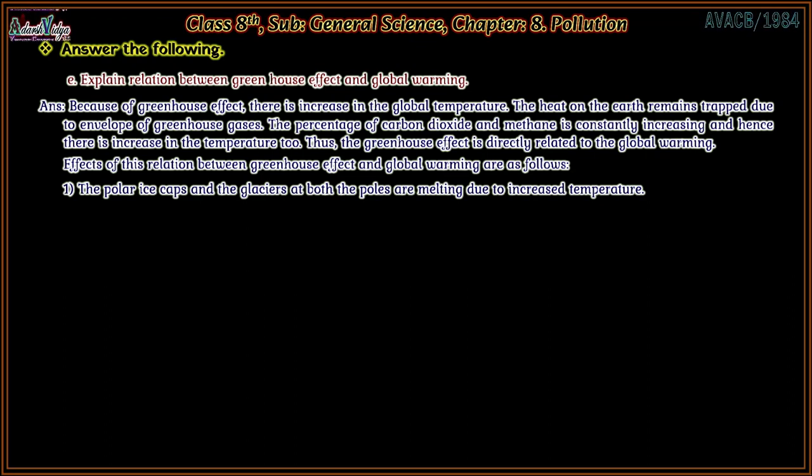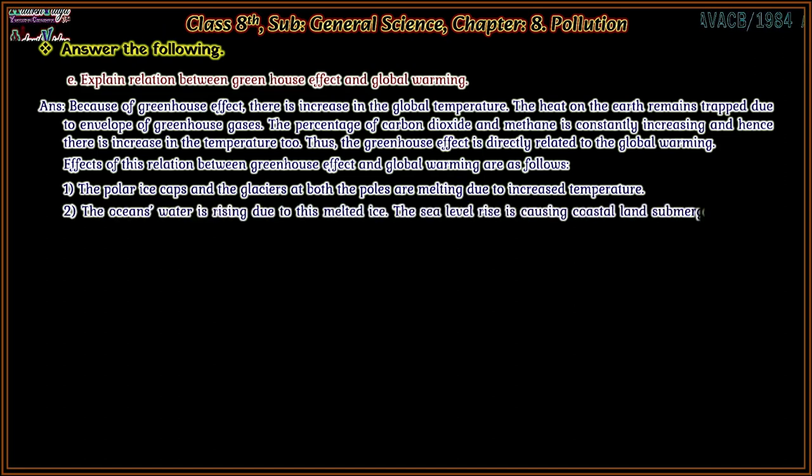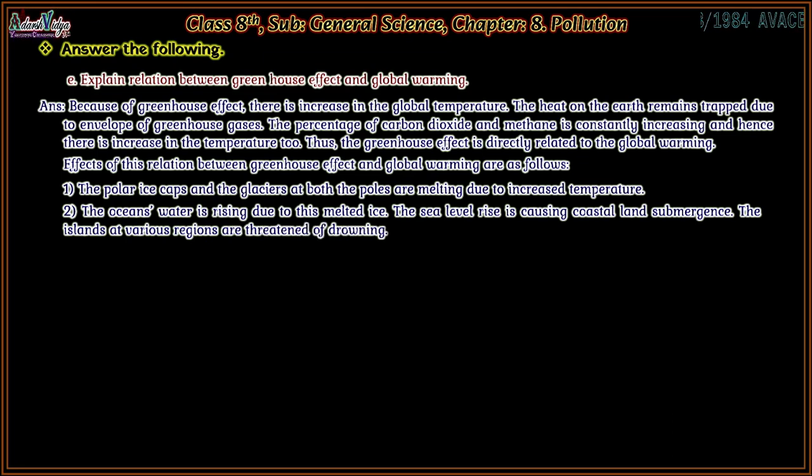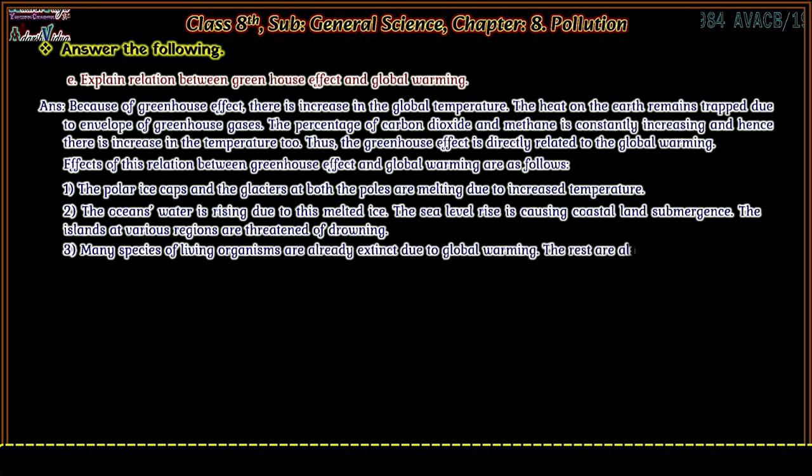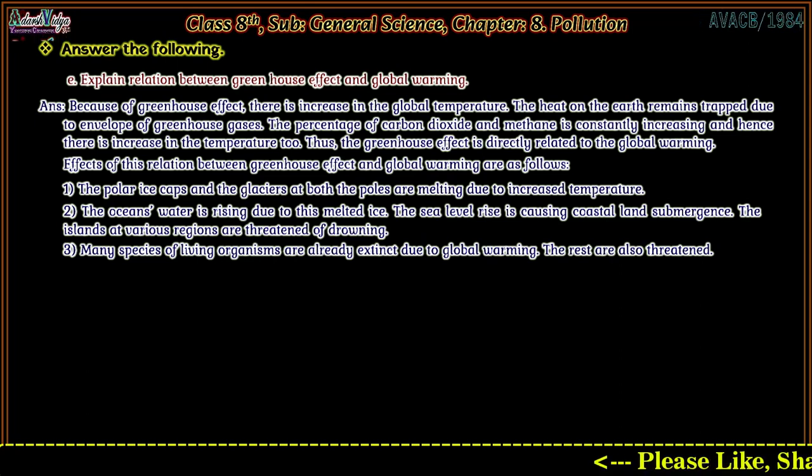Effects of this relation between greenhouse effect and global warming are as follows. First one. The polar ice caps and the glaciers at both the poles are melting due to increased temperature. Second one. The ocean's water is rising due to this melted ice. The sea level rise is causing coastal land submergence. The islands at various regions are threatened with drowning.